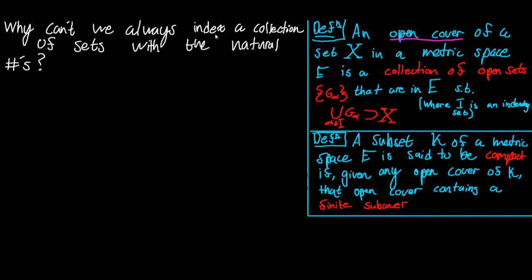Why can't we always index a collection of sets with the natural numbers? Okay, first of all, before I answer this question, let's talk about what a collection of sets is. A collection of sets you can think of as the same thing as a set of sets. That is to say, an example of a finite collection of sets is the following.